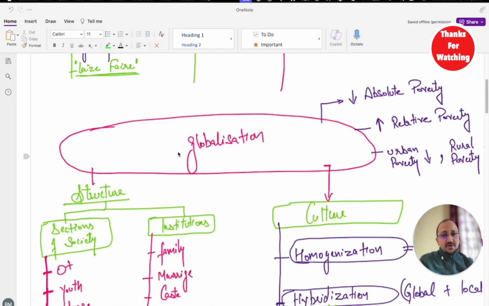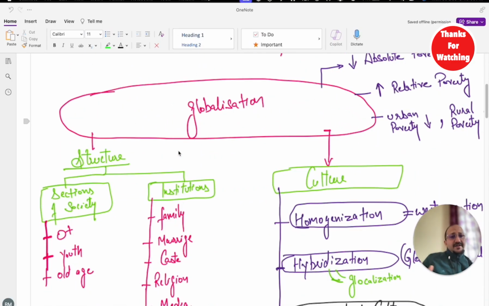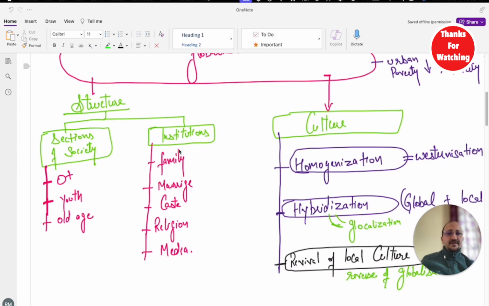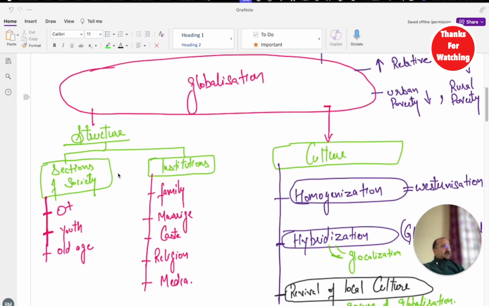Now, because of globalization, guys, it affected all the people throughout the world: old age, youth, children. Why? Today, girls are able to work in corporate, wearing good Western clothes. What is that? Globalization.